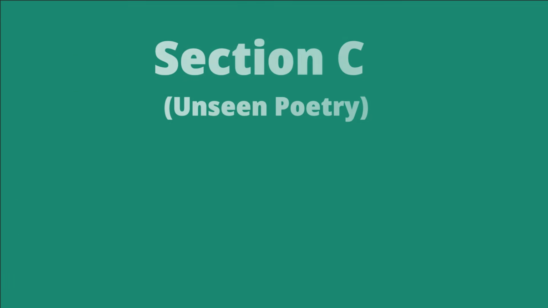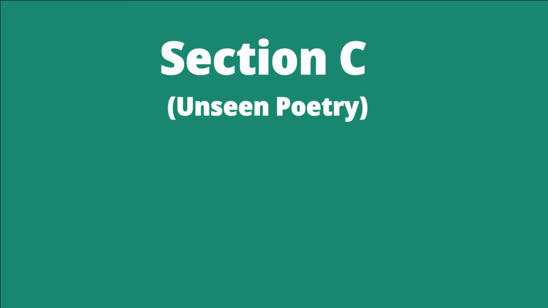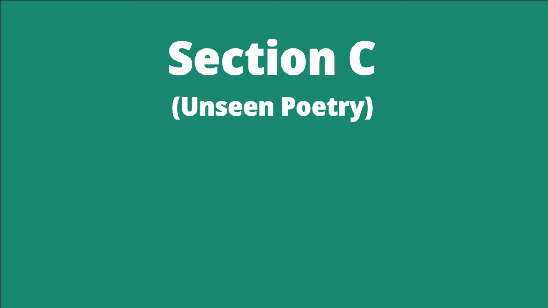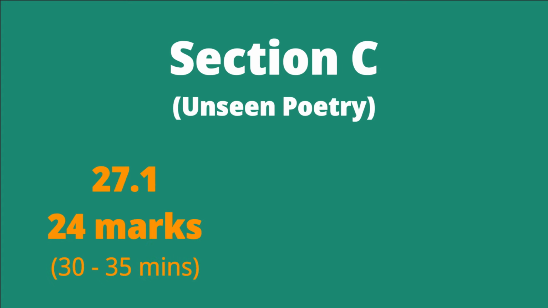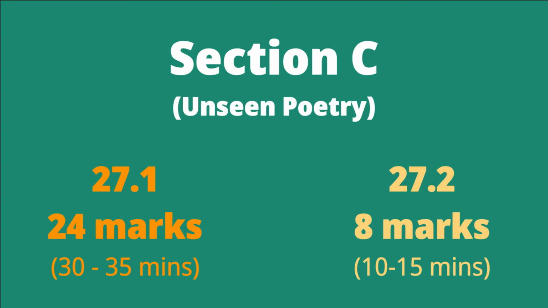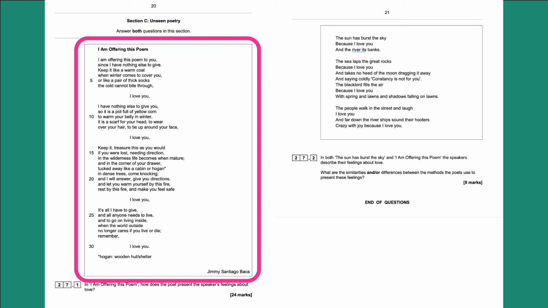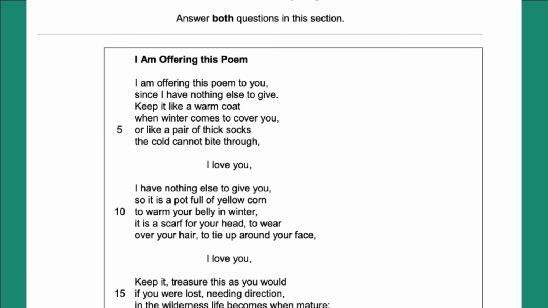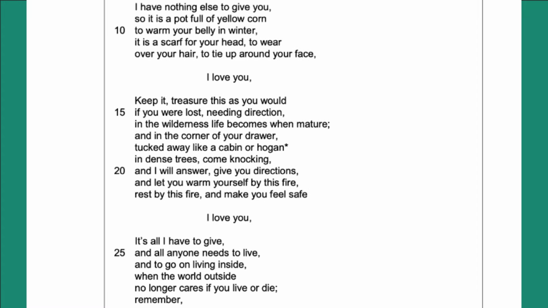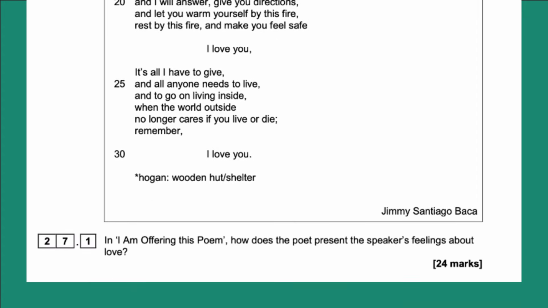When you have completed your essay for Section B, you should have roughly 45 minutes remaining. You will turn to Section C, where there are 2 questions based on unseen poems. The first question is worth 24 marks. You should spend 30 to 35 minutes on this one. The second is worth 8 marks and will require 10 to 15 minutes. Question 27.1 gives you an unseen poem. In this case, it is I Am Offering This Poem by Jimmy Santiago Baca. You need to write a detailed analysis of the poem based on the question, which is placed below the poem.